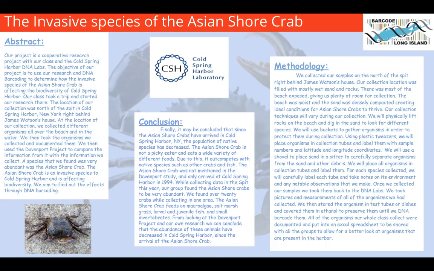For each species we collected, we will carefully label each tube and take notes on its environment and any notable observations that we make. Once we collected our samples, we took them back to the DNA labs. We took pictures and measurements of all the organisms we had collected. We then stored the organisms in test tubes or dishes and covered them in ethanol to preserve them until we can DNA barcode them.